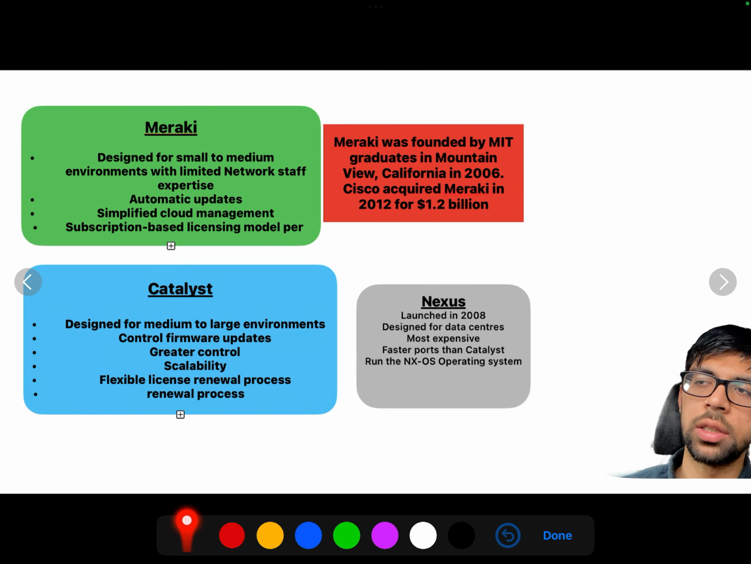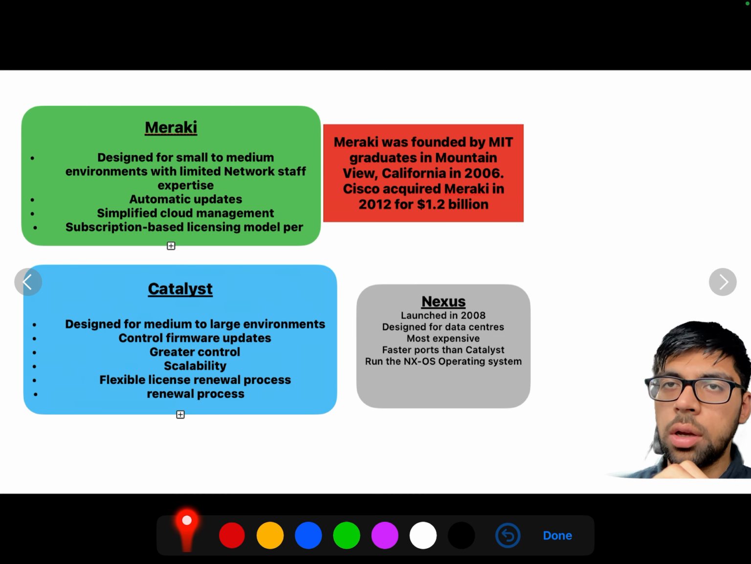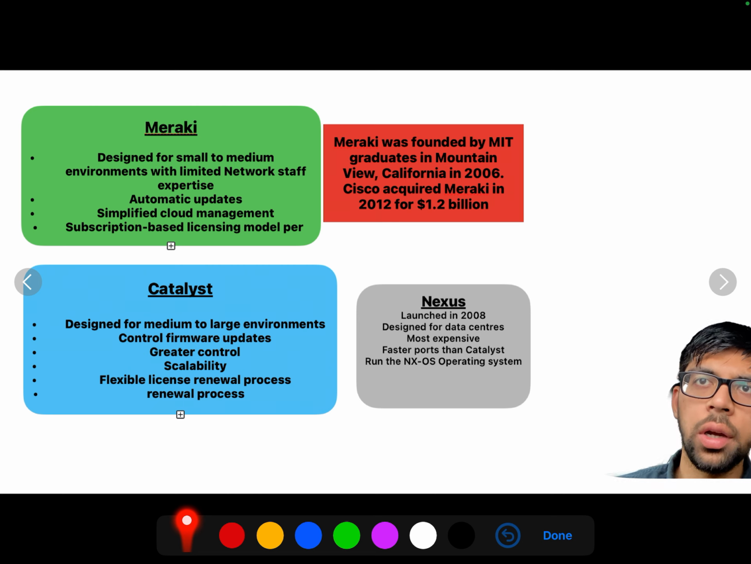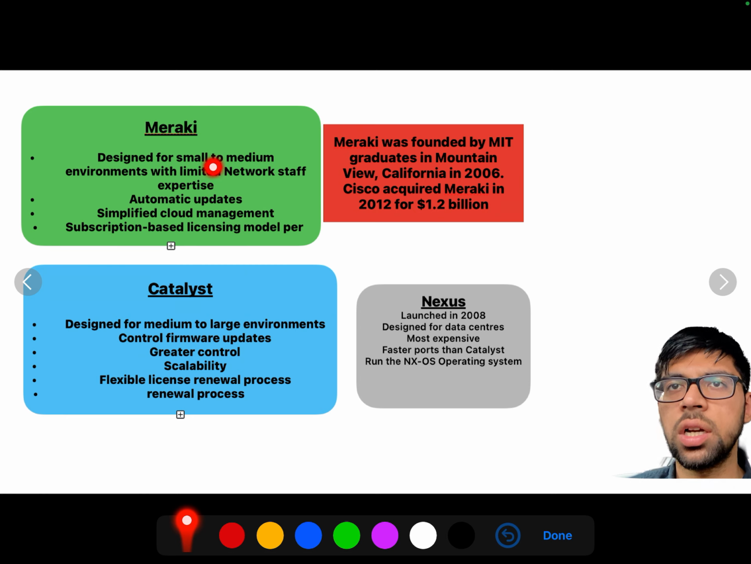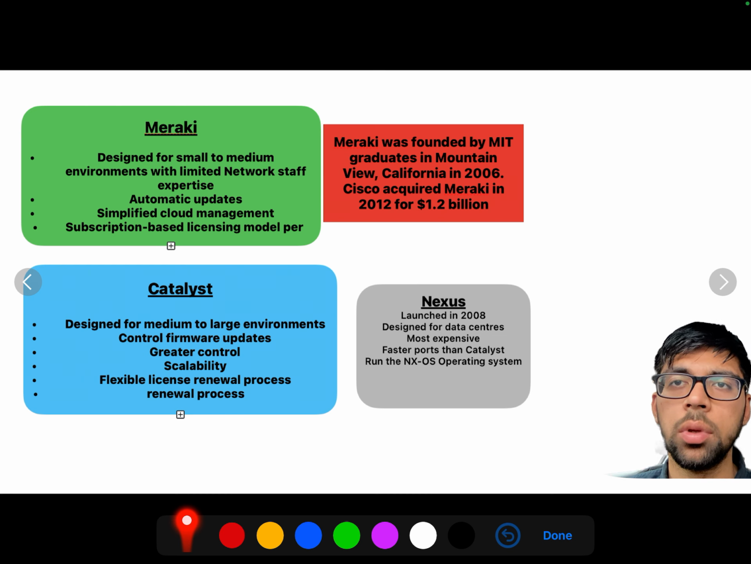So let's look at Meraki, Catalyst and Nexus. These are 3 Cisco switch product lines. It's very important to know the difference between them, just to have a basic understanding. Meraki is designed for small and medium business environments, where there's not going to be as much IT staff with that kind of experience. You've got limited network staff expertise to be able to configure switches like Catalyst, where you primarily interact with them through the CLI. You need some networking expertise to be able to do that.